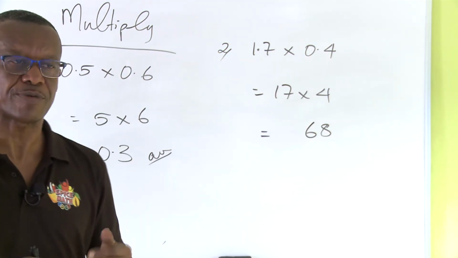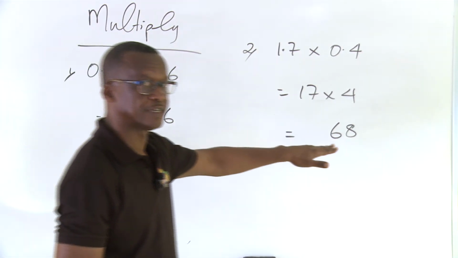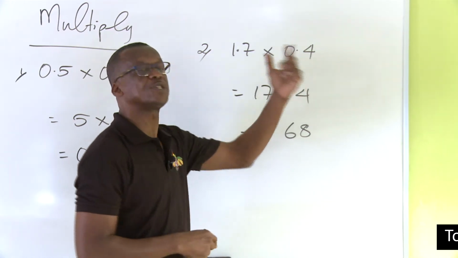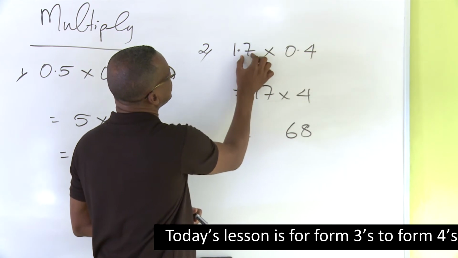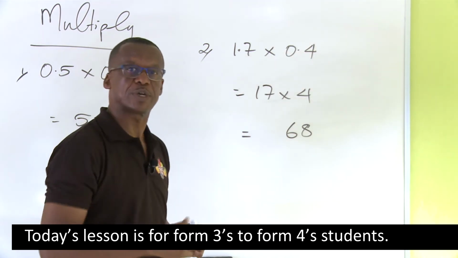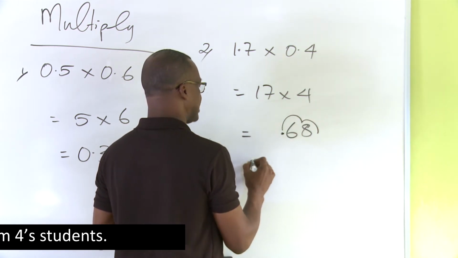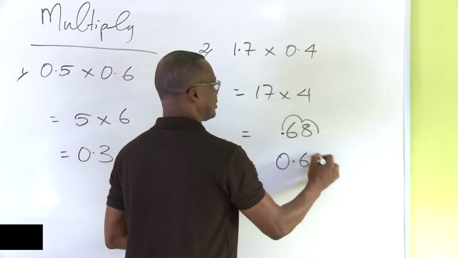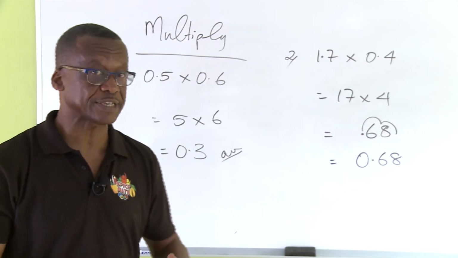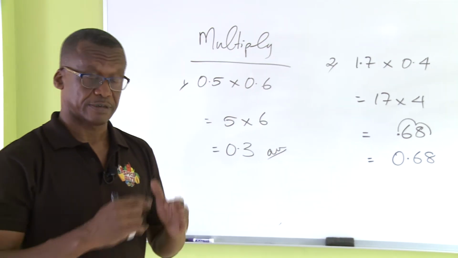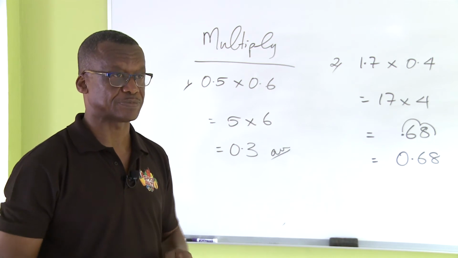Now we are ready to apply step 3. Replace the point in the answer, considering the total amount of places we had in the question originally. So 1 place, 1 decimal place, so that's 2. We count in from the right. 1, 2. So the point falls here. So the actual answer is 0.68. So now we've seen how to multiply decimals following 3 easy steps with or without the calculator.